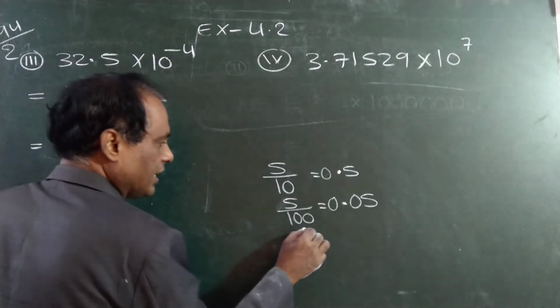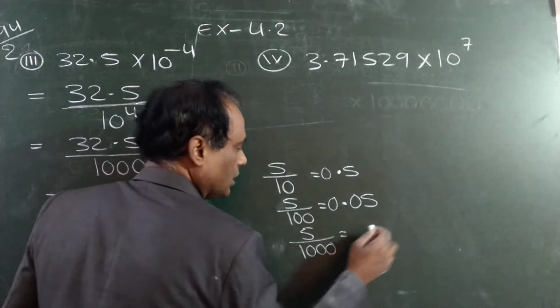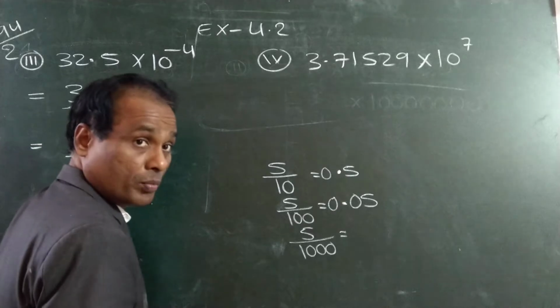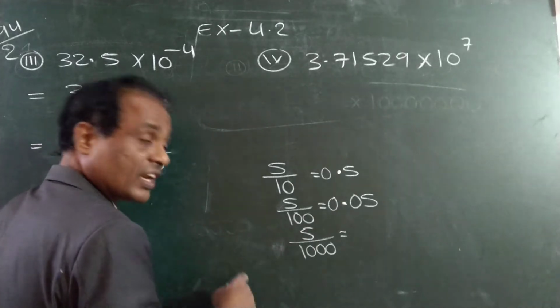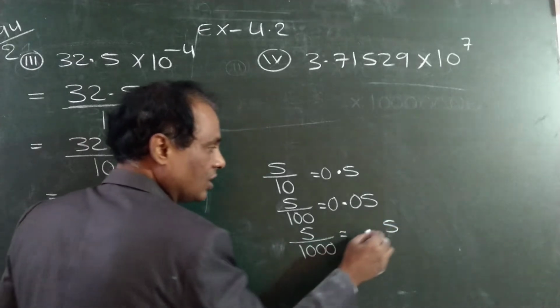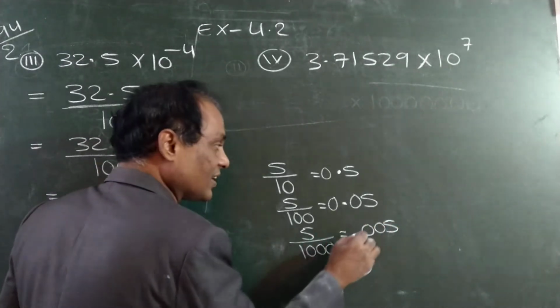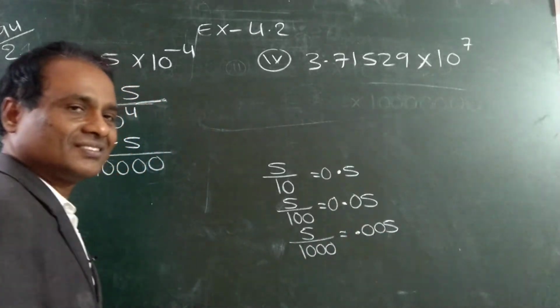Suppose, see here, 5 by 1000. How to write in decimal form? 3 zeros removed means decimal before 3 digits. Only one digit is here. One more 0, 2 digits. One more 0, 3 digits. Then the decimal here.